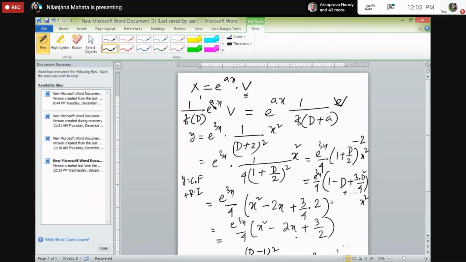So you know how to find this type of PI where x is multiplied by some e to the power term, and this v will always be a function of x. There is only one formula left, and then you will be able to solve any type of problems.